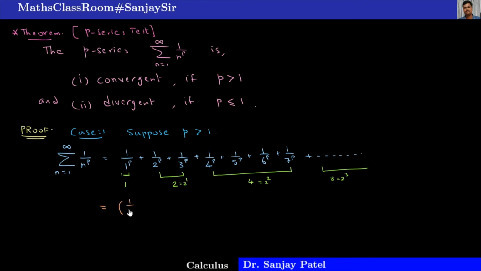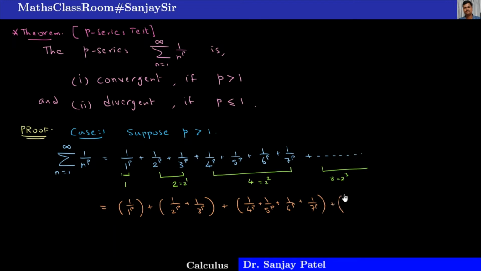So first, 1 upon 1 raised to p plus 1 upon 2 raised to p. This is the second bracket, or the second group. Then I am taking 1 upon 4 raised to p plus 1 upon 5 raised to p plus 1 upon 6 raised to p plus 1 upon 7 raised to p.